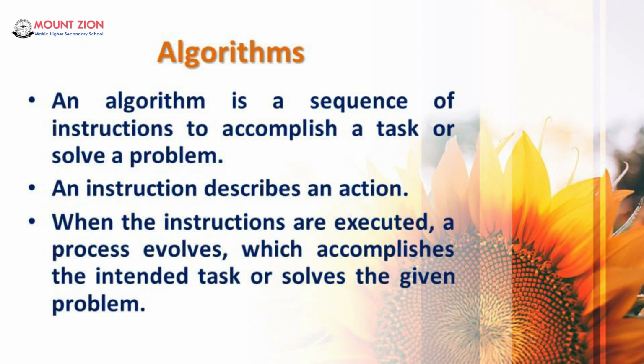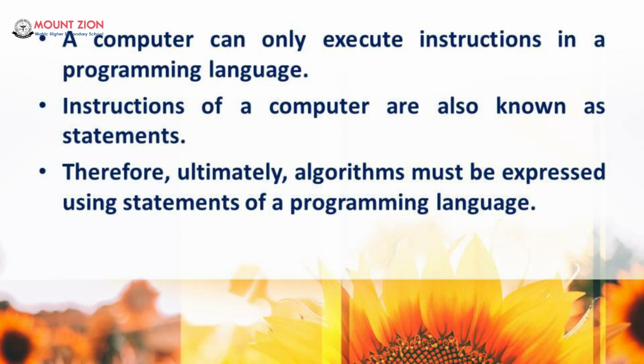What is meant by algorithm? An algorithm is a sequence of instructions to accomplish a task or solve a problem. So an algorithm is a step-by-step process or instruction that we are giving to the computer in order to perform some task or to solve a problem. That's all. Here, an instruction describes an action. When the instructions are executed, a process evolves which accomplishes the intended task or solves the given problem.